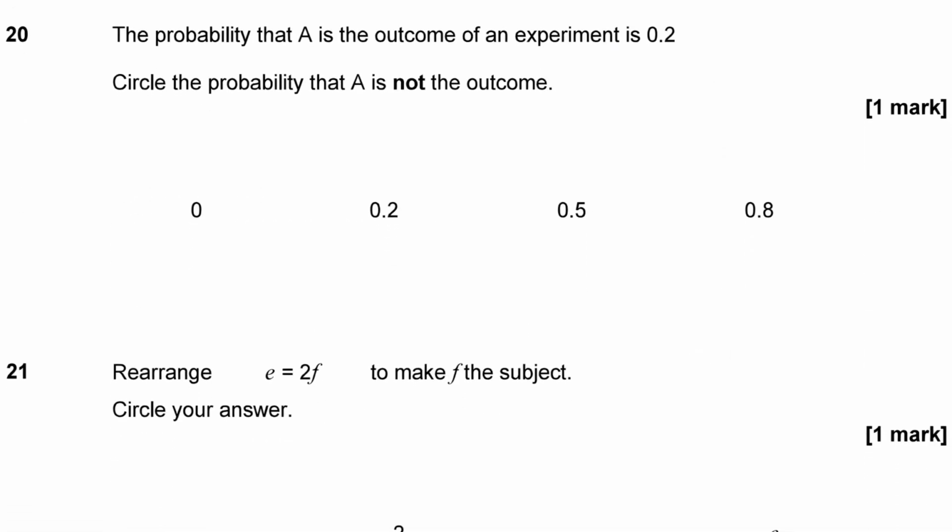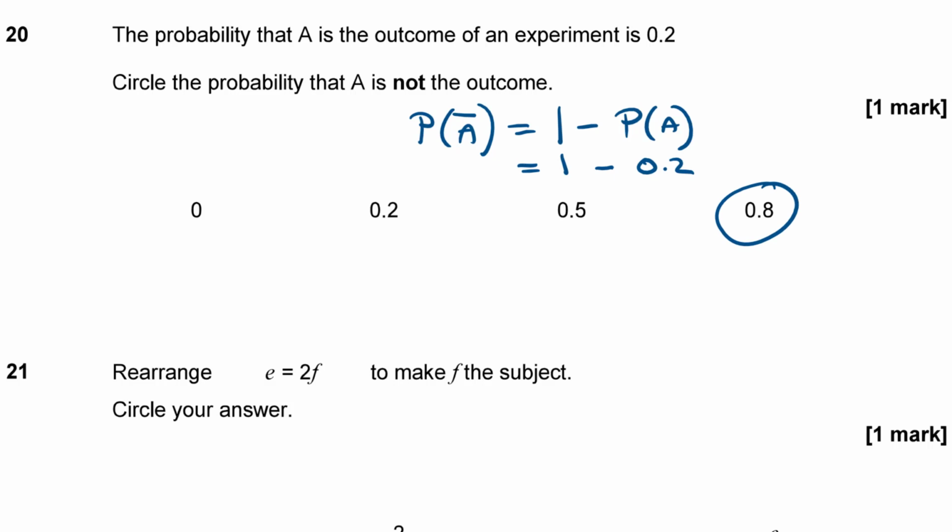Question 20. The probability that A is the outcome of an experiment is 0.2. Circle the probability that A is not the outcome. Okay, now the probability of an event not happening is 1 minus the probability of the event happening. So in this case, it's going to be 1 minus 0.2, and 1 minus 0.2 is 0.8.